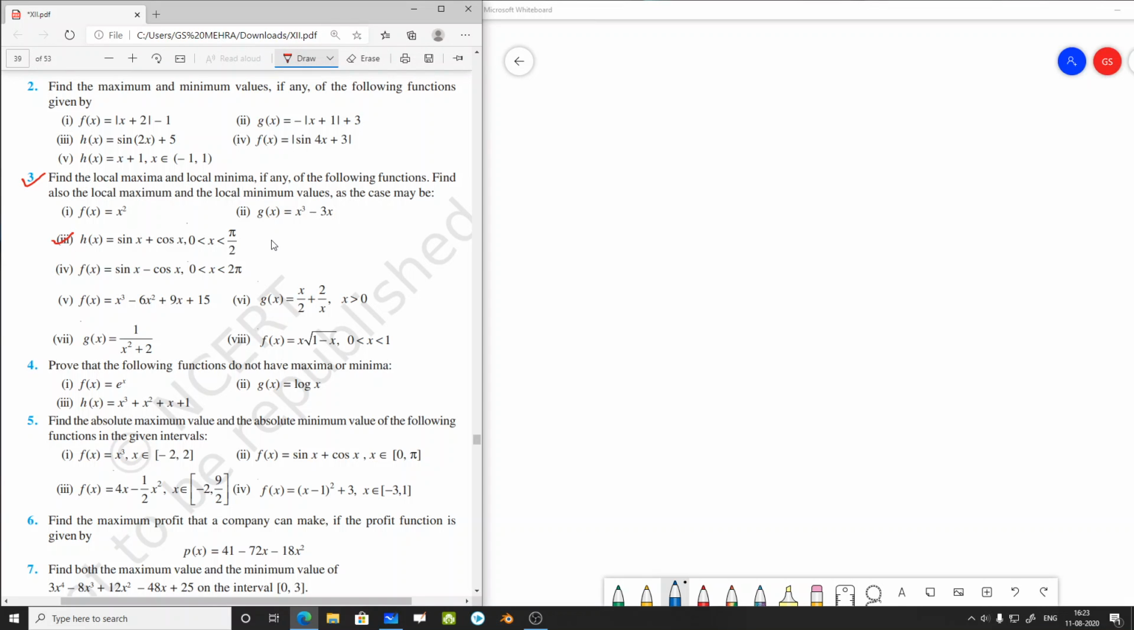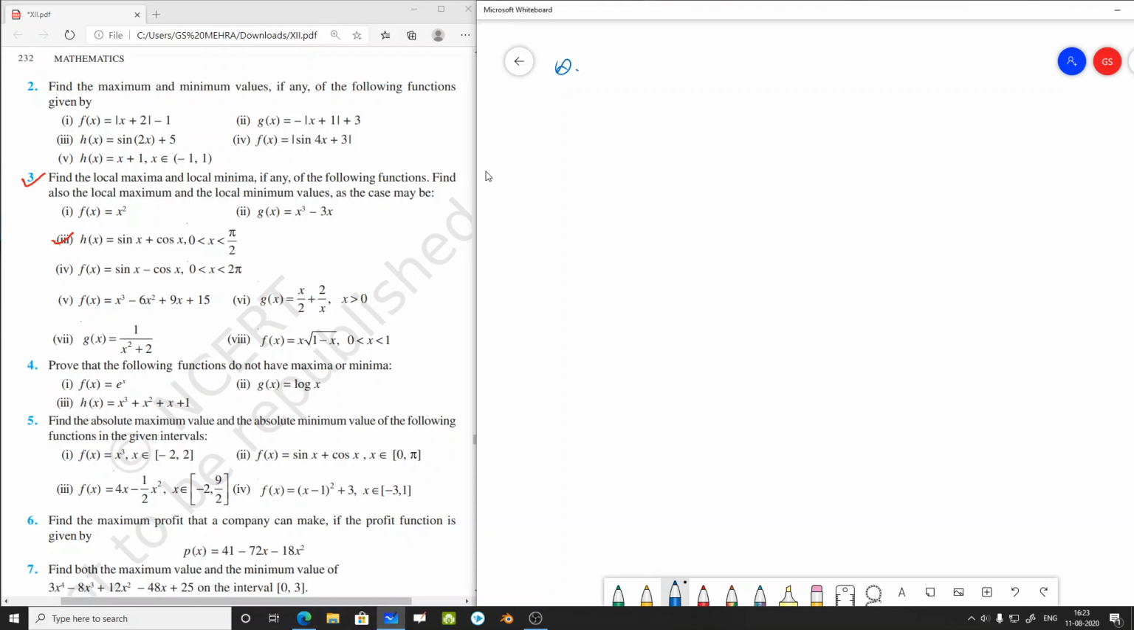Question number 3, now the third part. Here we can use either the first derivative test or the second derivative test, but we'll be using the second derivative test. So we will now solve question number 3, third part. h(x) equal to sin x plus cos x, where 0 is less than x is less than pi by 2.